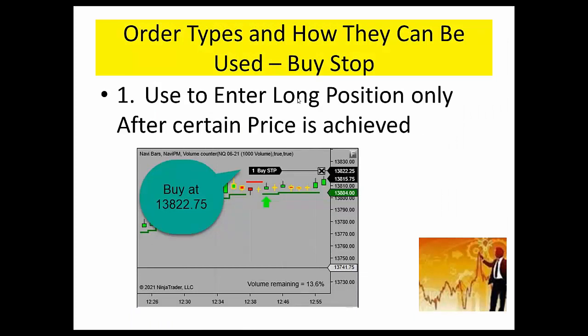The first thing we're going to talk about today are buy stop orders. A buy stop order is an order where you're placing the order and you're wanting to get into a trade long. This is assuming that you are not in a position right now. You'd be getting in long only if a certain price is achieved. The way the buy stop order works is if the price is hit in the market, in this example 13,822.75, and the market goes up to that level, it's going to execute a market order to buy. Again, this is assuming you're not in a trade right now. That's the first example of how to use a buy stop order.